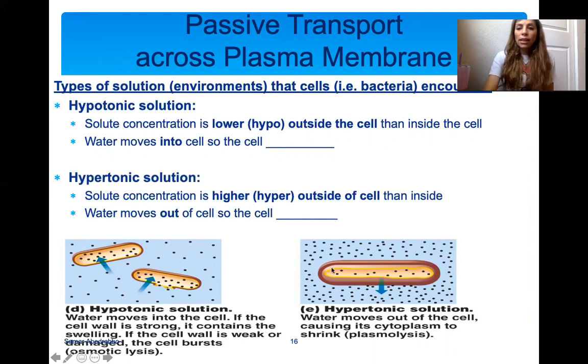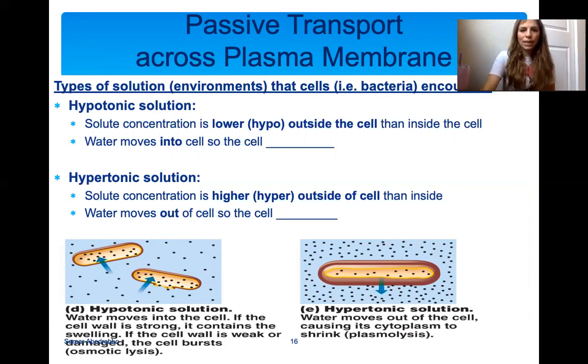If we put a cell in a hypertonic solution, that means there's more salts in the solution than the cell. So the water in the cell will leave it because it wants to go to where there's more solutes. And when water leaves the cell, the water will keep leaving it and it'll shrivel and shrink.